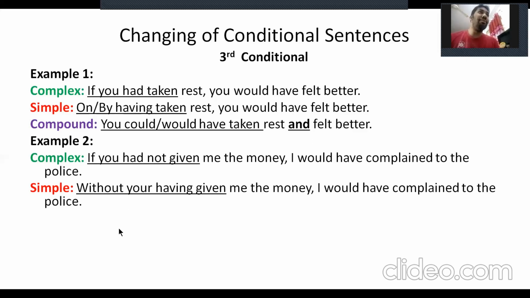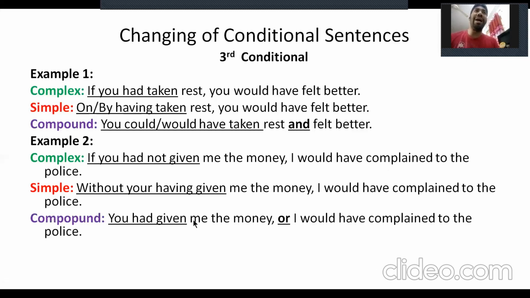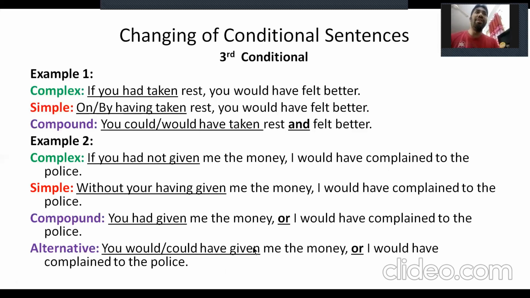And the compound one would read like this: you had given me the money, or I would have complained to the police. You can also use would have or could have alternatively, like this: you would or could have given me the money, or I would have complained to the police. But this one gives the meaning better than the last one. So, you had given me the money, or I would have complained to the police.